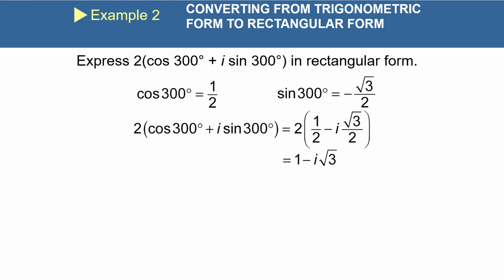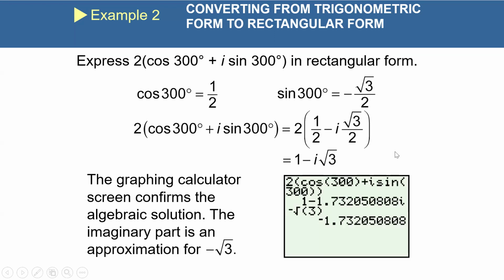Now we're going to distribute our radius. It goes to each one. So 2 times 1/2 is 1. 2 times another half is 1. 2 divided by 2 is 1. And that's your rectangular form.